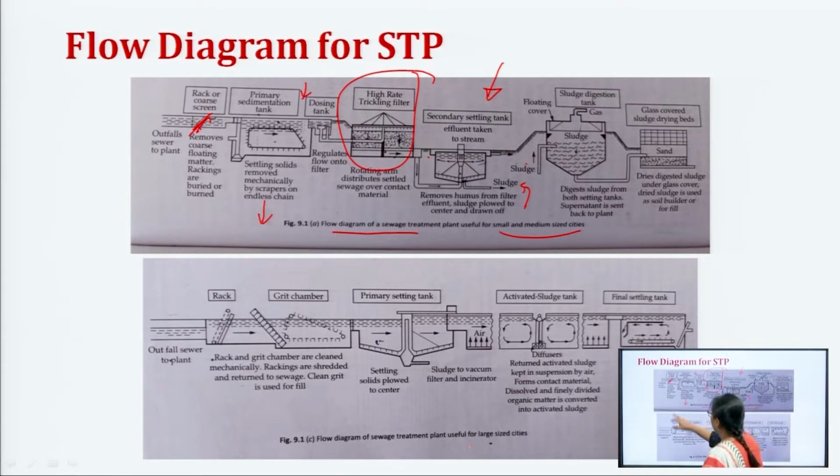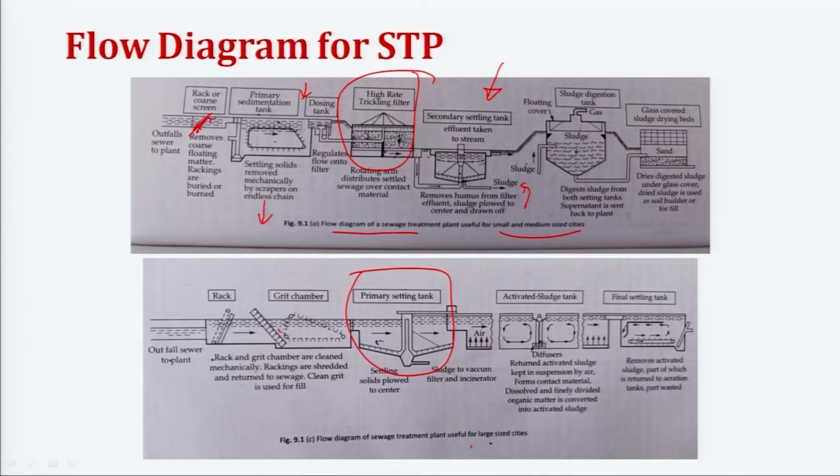You have the screen, then you have a grit chamber. The grit chamber may also be included here, but in this case we have not included it. That will be dependent on the engineer. So, here you have a grit chamber. After the grit chamber, you have a primary settling tank, the sedimentation tank. After that, we are going for an activated sludge tank, or an ASP, as we generally shorten it.